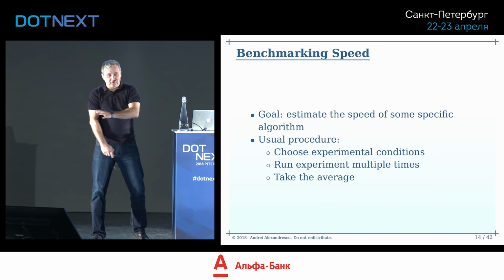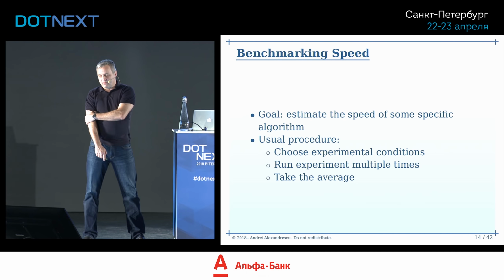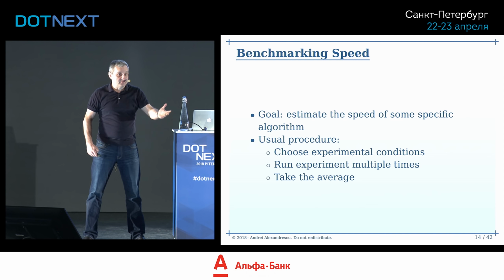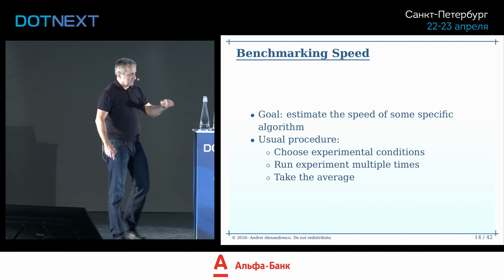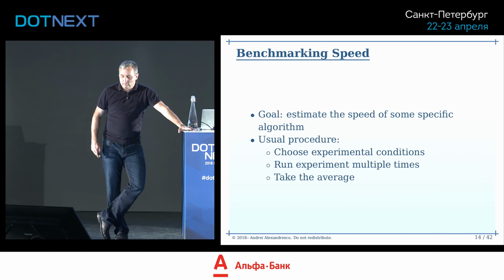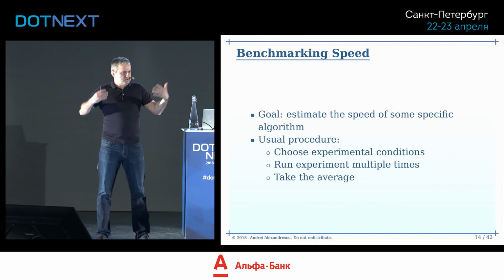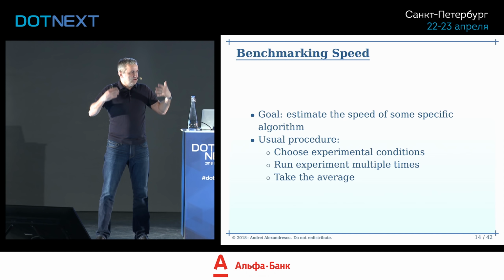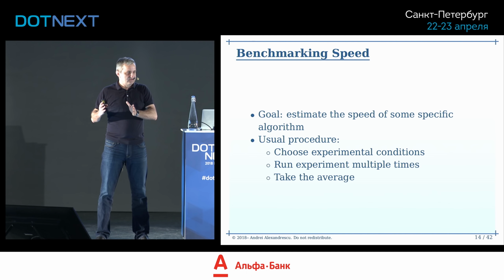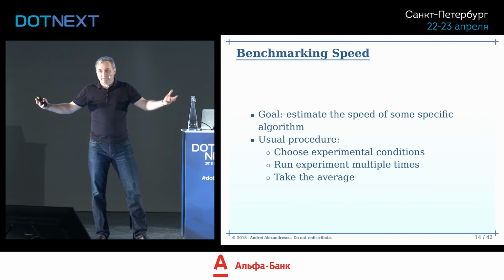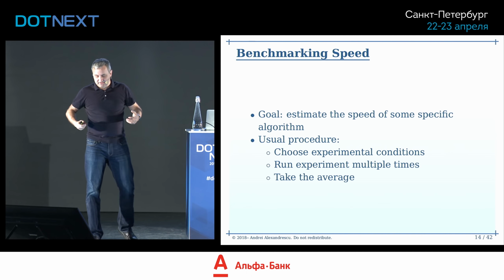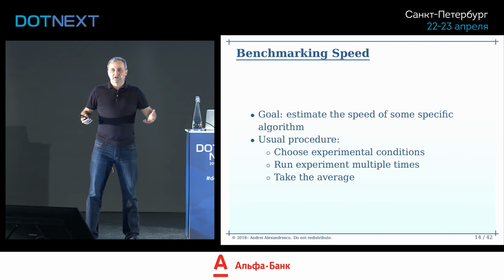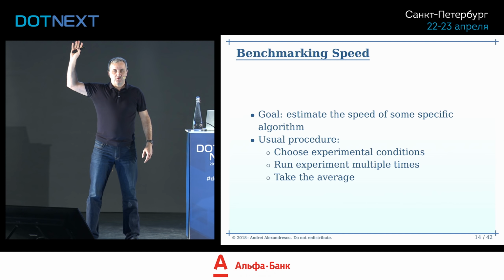Before showing a couple of examples, I want to make a point that Andrei told me is well understood, so I'm not going to insist on it too much, but just to make sure the message gets home. When people measure speed, it's obvious to everybody that when you measure many times, you're not going to get the exact same timings, right? So you get a distribution of timings. And the usual procedure is: choose your experimental conditions, run the experiment multiple times, and take the average. Where am I mistaken? Where am I wrong?